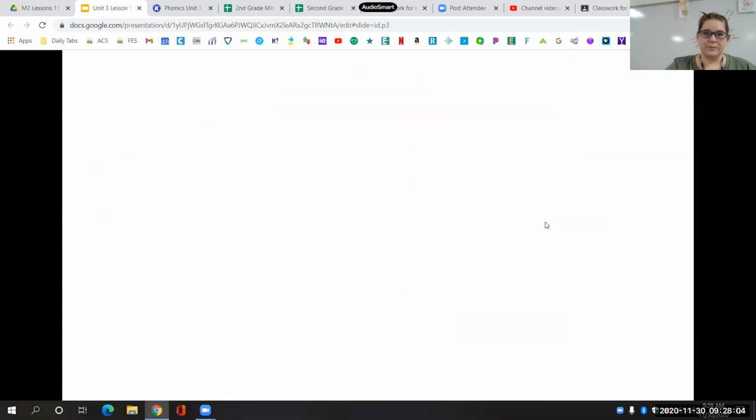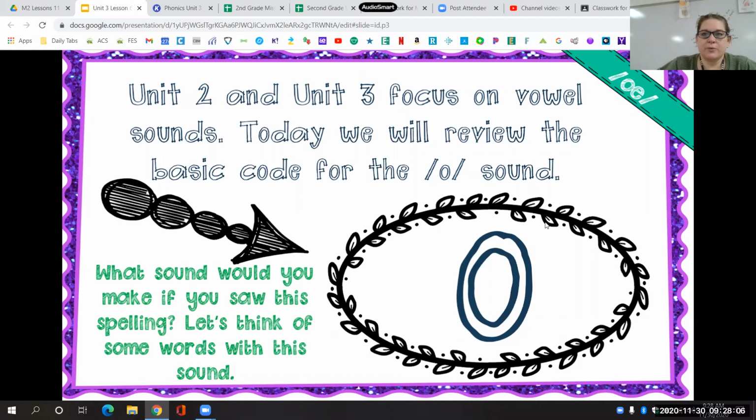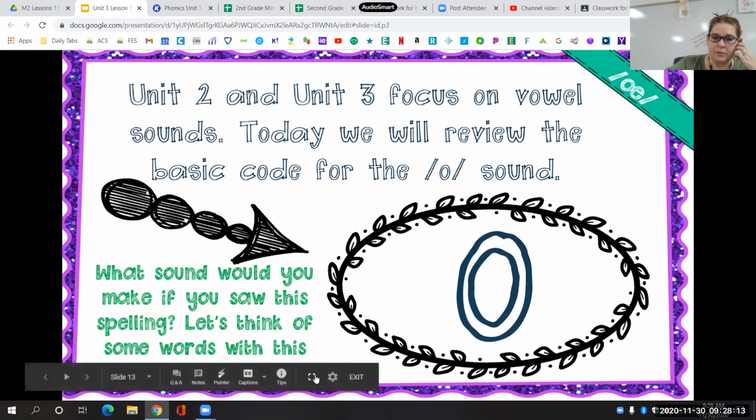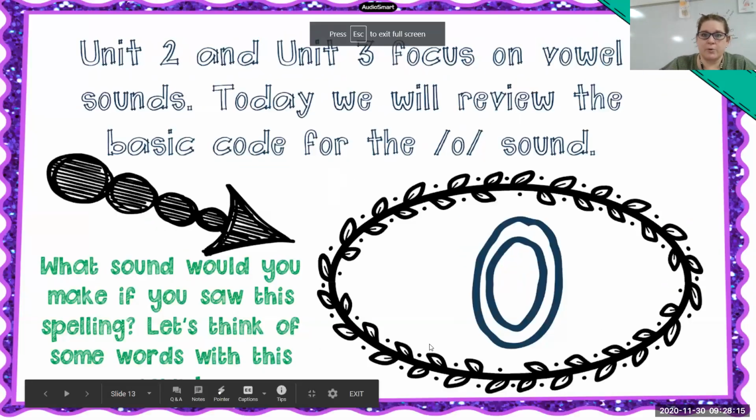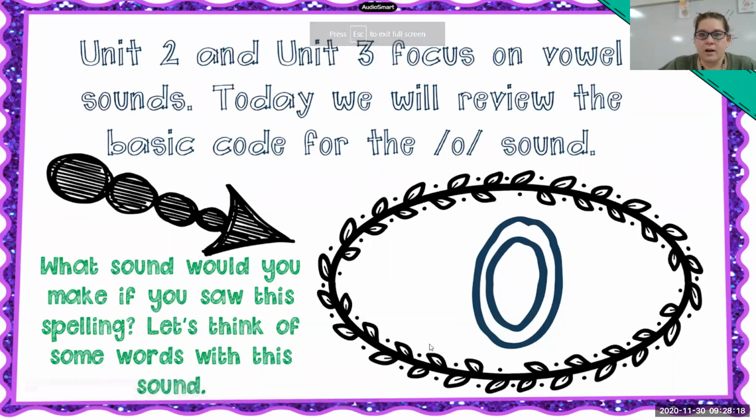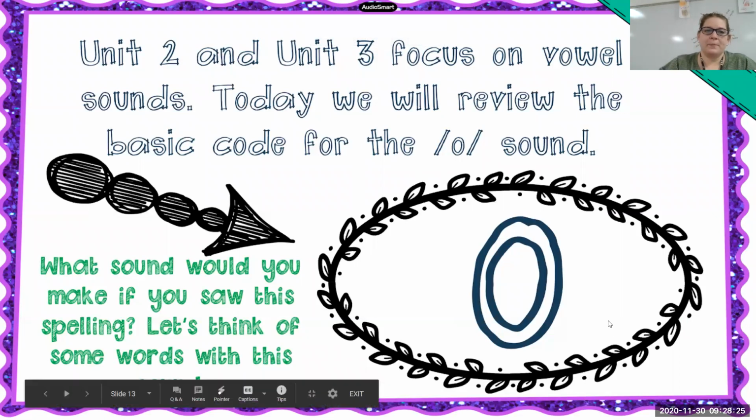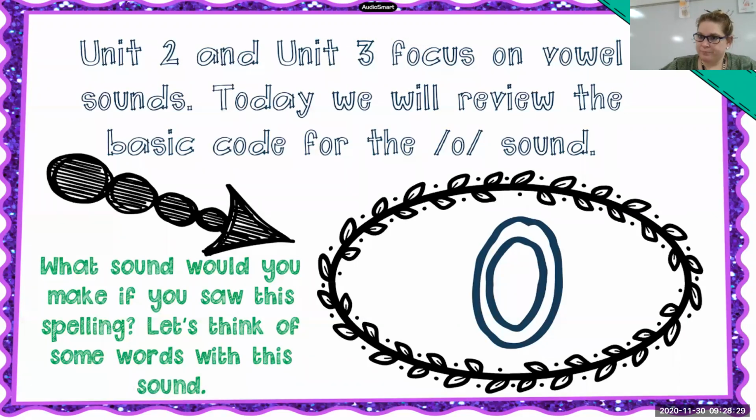All right. So in units 2 and 3, we are focusing on vowel sounds. And today we're going to review the basic code for the ah sound, okay? The letter O makes the ah sound. So if you see this letter here, what would you think the sound would be for that spelling? It would be ah, like in hop or sock.